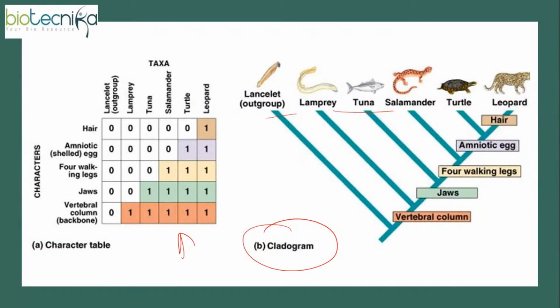Now I'll go back to the slide. Let us see: hair, amniotic egg, four walking legs, jaws, vertebral column. And here we have different examples. Like we have lancelet, lamprey, tuna, salamander, turtle, leopard. It might not be from the same group. It can be different animals, and different animals will be sharing different characteristics, like hair, amniotic egg, four walking legs, jaws. These are all characteristics that are shared by the animals.